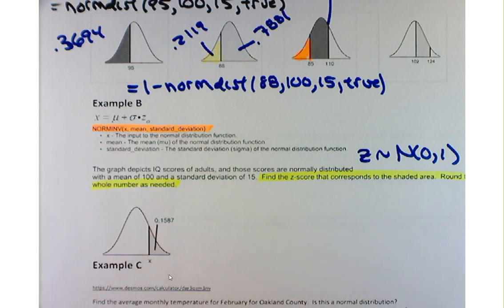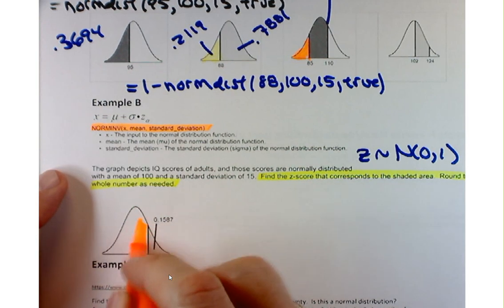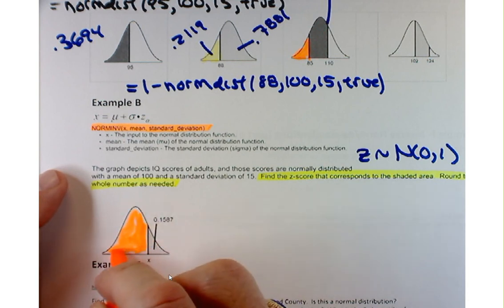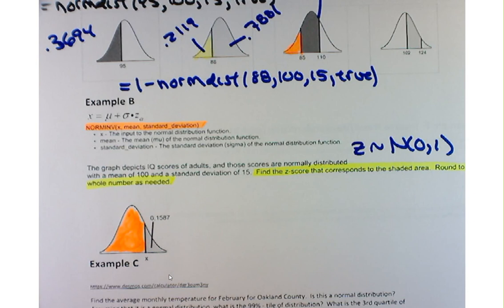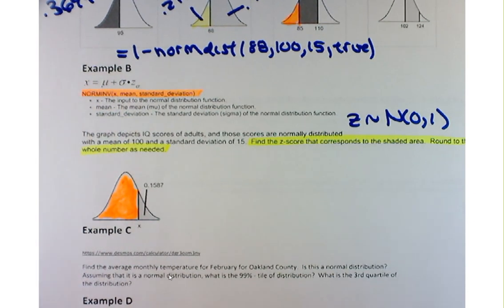So if I want to find that area, I'm going to look it up with this, except there's one problem. This command works with the area in the left tail. And I wasn't given that. I was just given that I have 0.1587 of the area in the right tail. So how much is in the left tail? Minus this and one? Yeah, you're going to have to do 1 minus this.